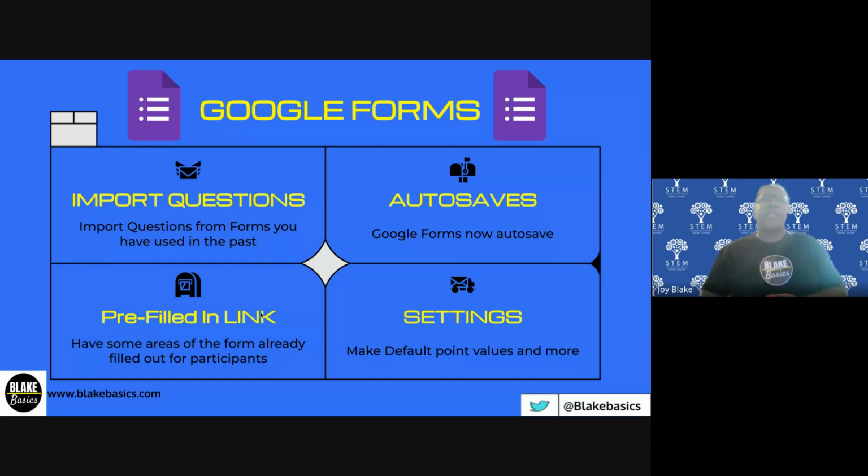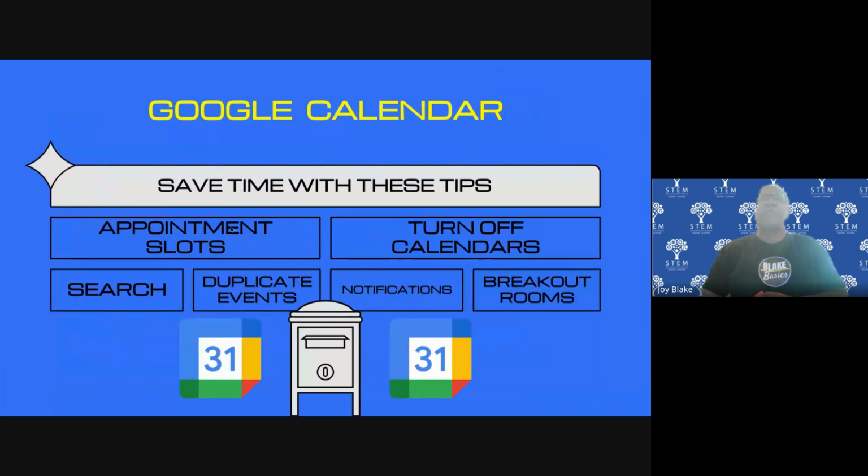Forms always auto saves. Not as many people use the pre-filled link, but if you have a question that you already know the answer to, you can create a form where that question is already filled in. For instance, if you're sending a form to only 9th graders, you can have their grade already filled in, or the date already filled in so they don't mess that up. And then keep in mind with the settings, you can set up your Google Form responses to send you a notification every time a new person fills out the form. So those are my little hacks with Google Forms.